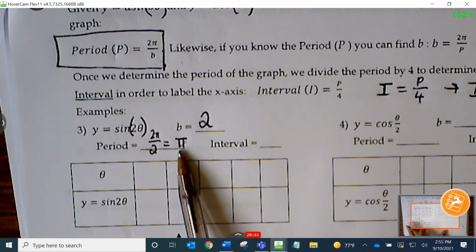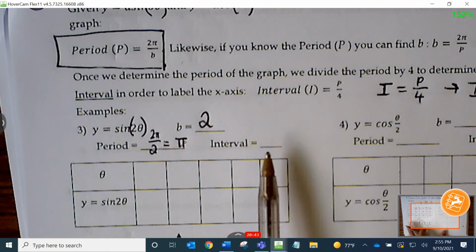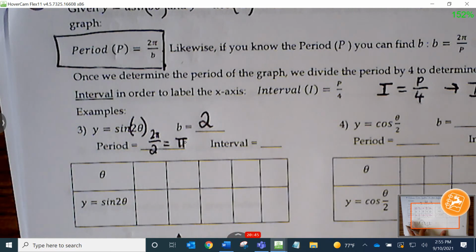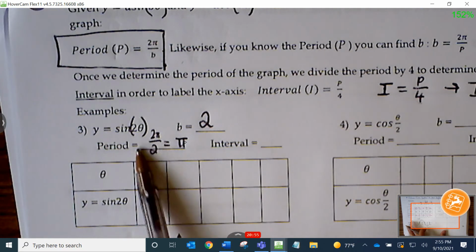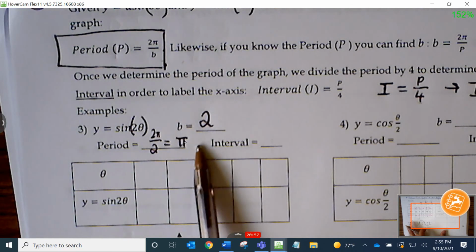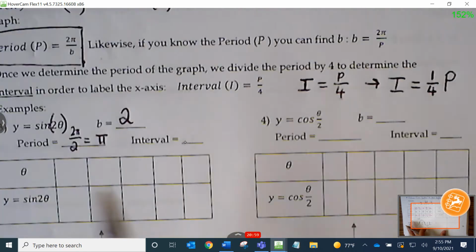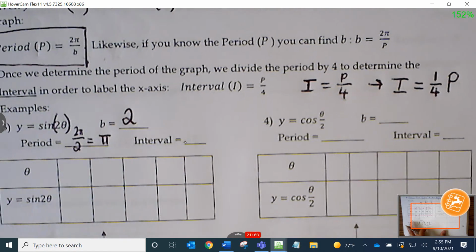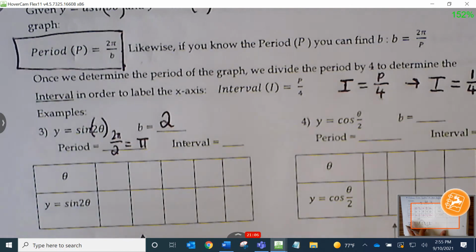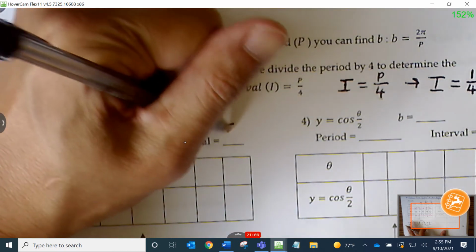Now, because our cycle is only pi, our interval has to change as well, right? Our interval is no longer pi over 2, pi, 3 pi over 2, 2 pi, because that doesn't make sense for our new period. So to find our new subinterval, we're going to take our new period and divide it by 4. So that's just what this is doing here, p divided by 4. So, pi over 4, well, that's just it, right? Pi over 4.